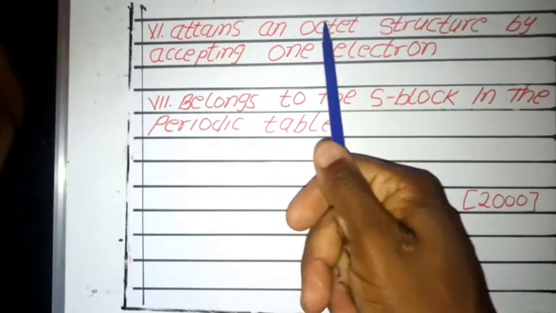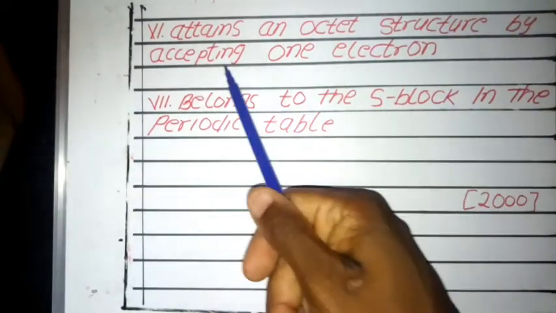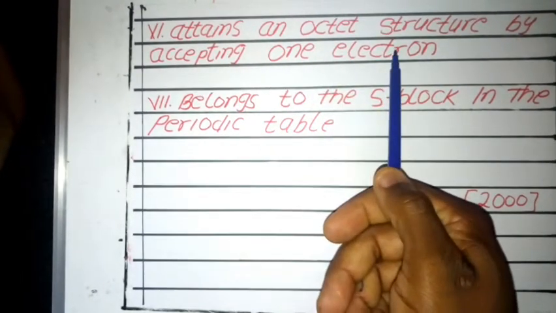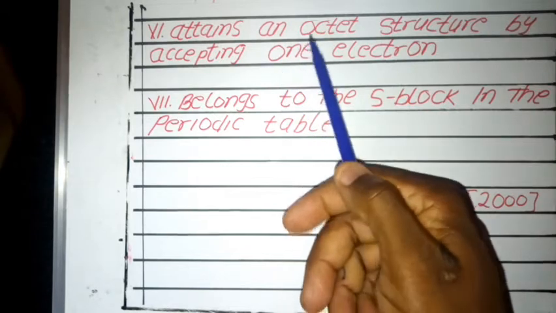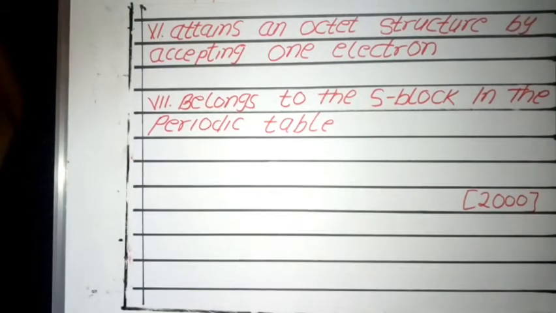Attains an octet structure by accepting 1 electron. Of course, from that table, remember, P was oxygen, Q was calcium, R was chlorine, S was oxygen, then T is neon.